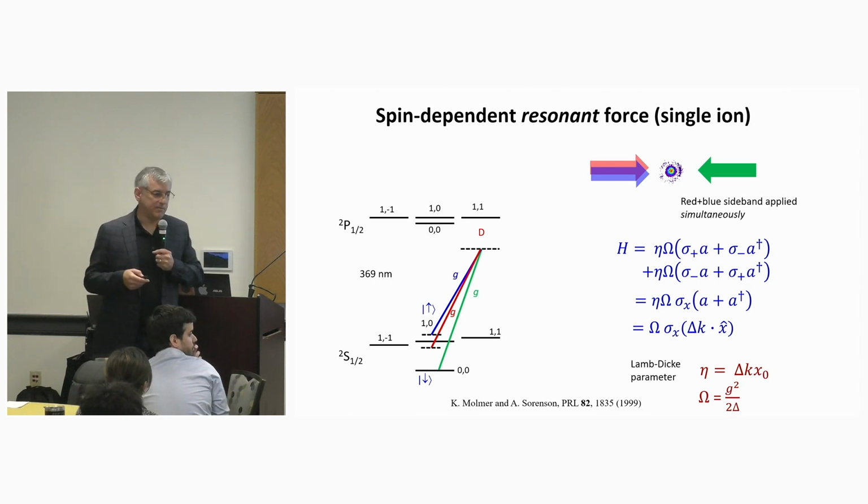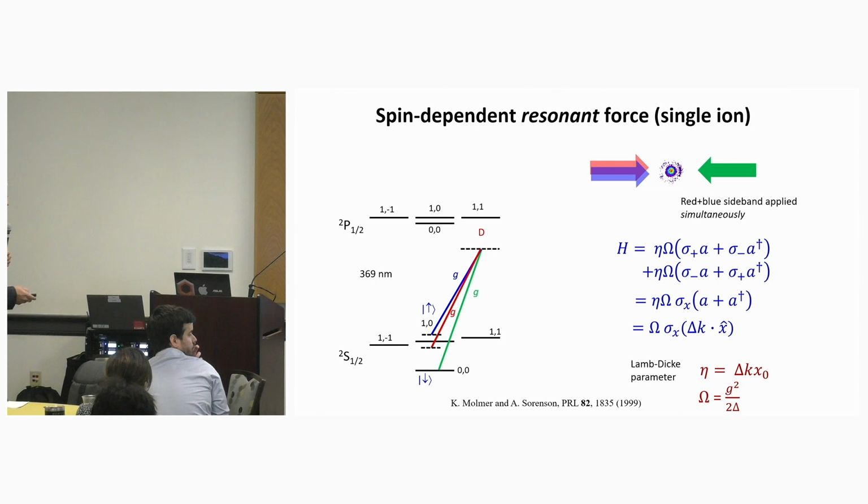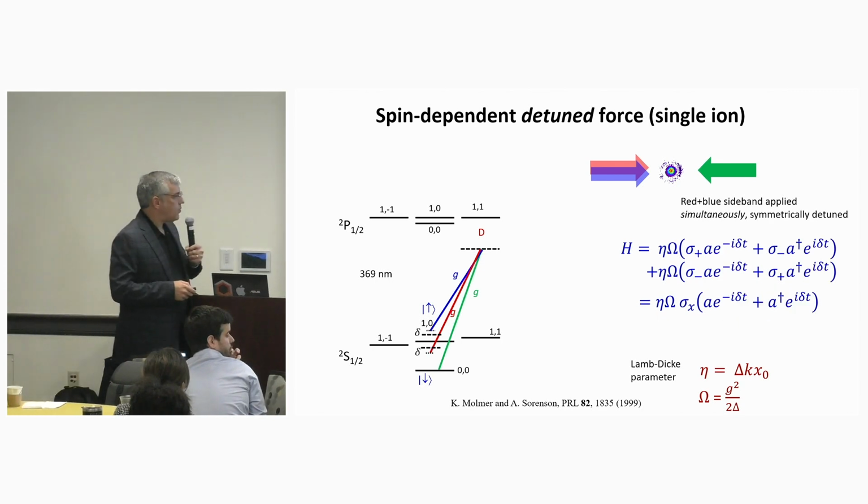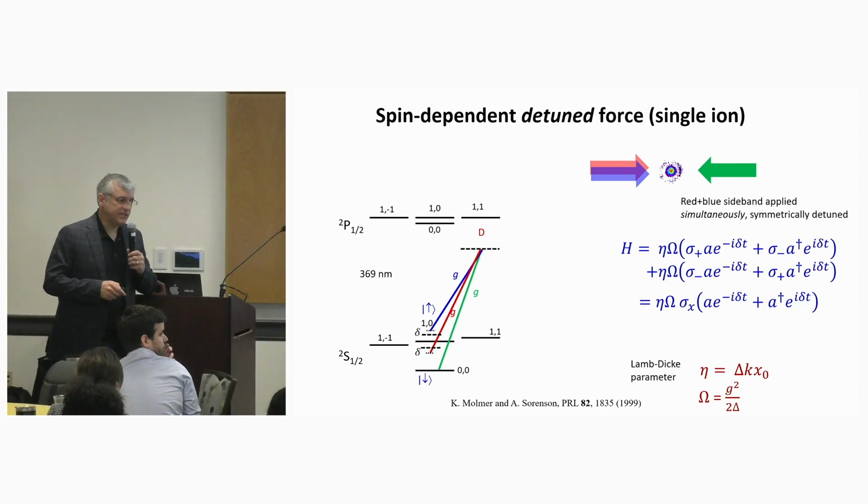This is the Molmer scheme. They really first pointed that out. Now, we also detune from those sidebands because we might not want to drive on resonance. And by detuning from the sidebands, we get a time dependence in the Hamiltonian. And here's where the spin-spin interaction comes out.